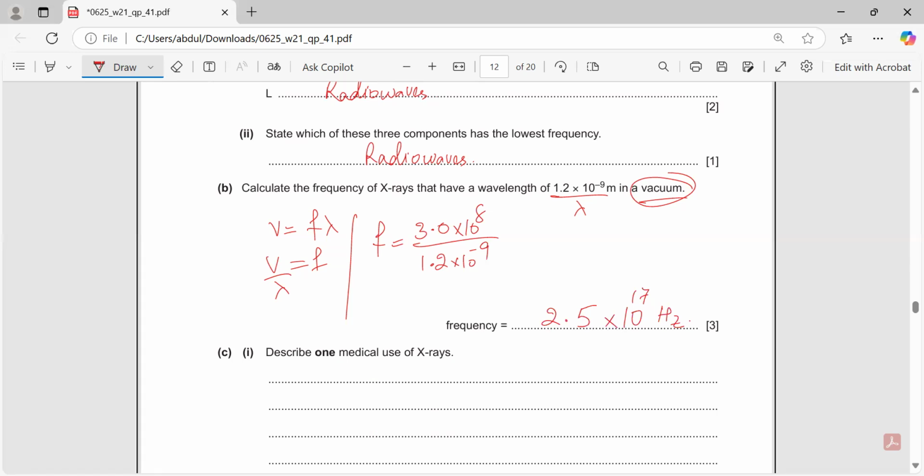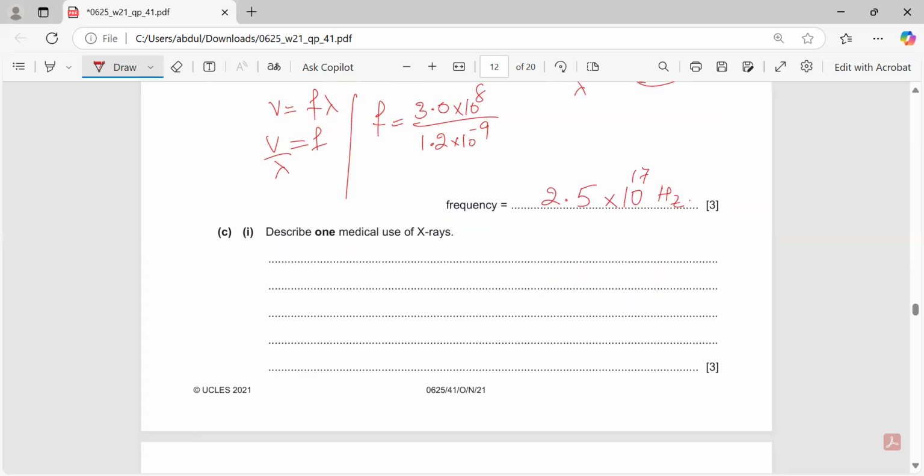State one medical use of X-rays. Don't write three uses, only one use. Used in the treatment of cancer. X-rays are absorbed by the tumor and the tumor cells are killed.